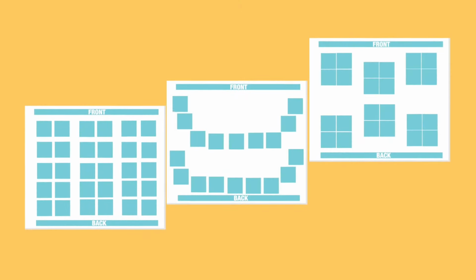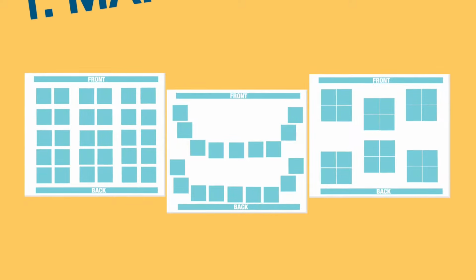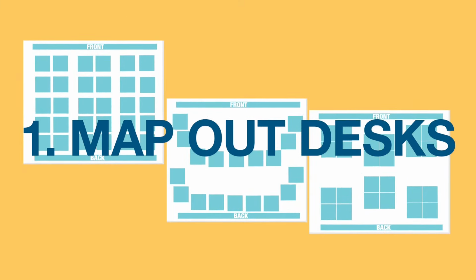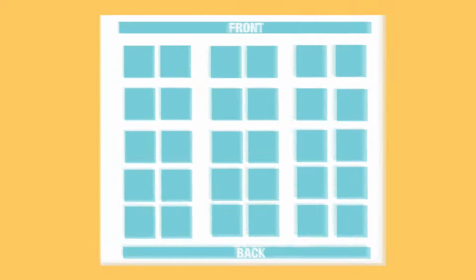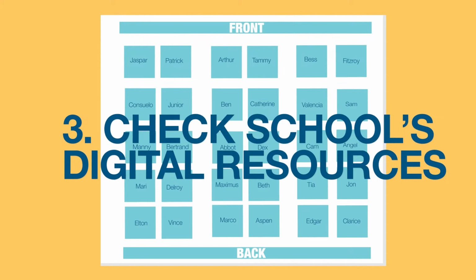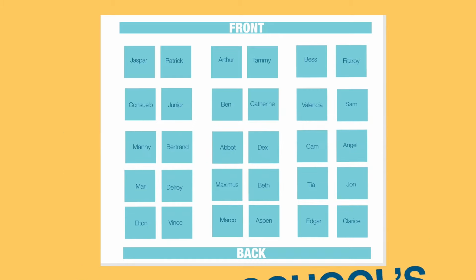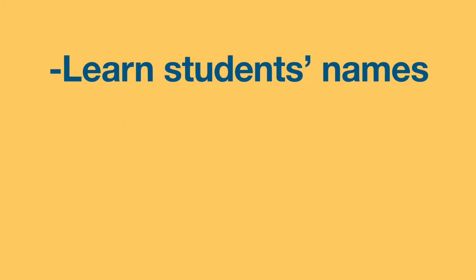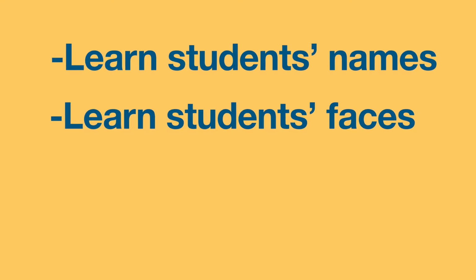When creating a seating chart at the first of the year, it's best to map out your desks on a piece of paper. Then write in student names from the class roster. Many school technology platforms will allow you to digitally reconstruct your classroom and then add student photos to each desk. Both methods are highly valuable for learning students' names and faces at the beginning of the year.